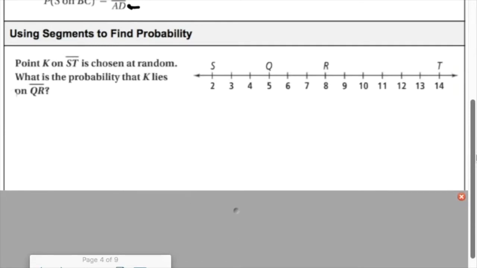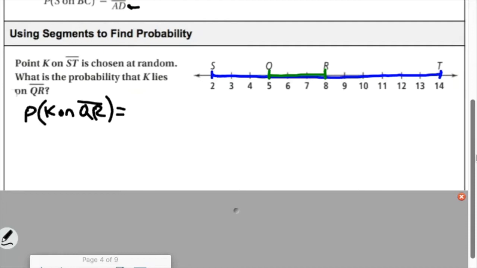So if you get ones like this, we're saying point K on this line between S and T is chosen at random. So I know I'm going to land somewhere on the blue line. I want the probability that K lies on QR. So I want to know if I can land somewhere on here. Well, the probability that K is on QR is just the length of QR. This is going to be a fraction: the length of QR over the length of ST.